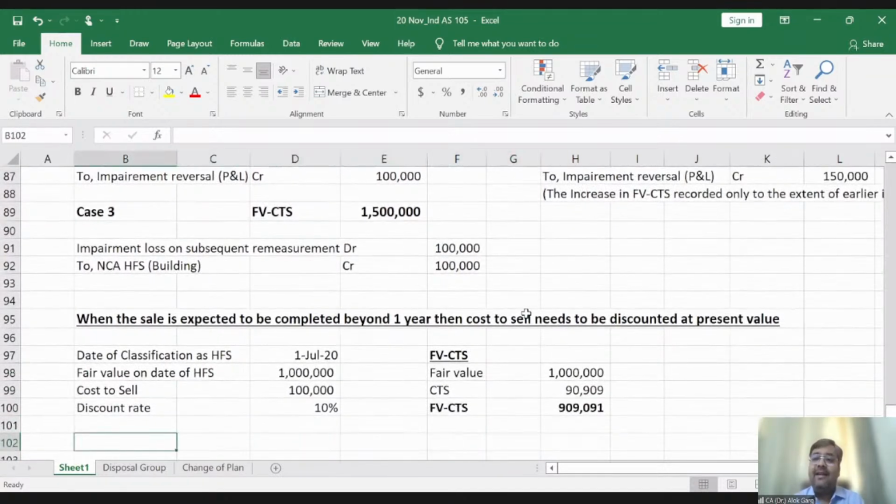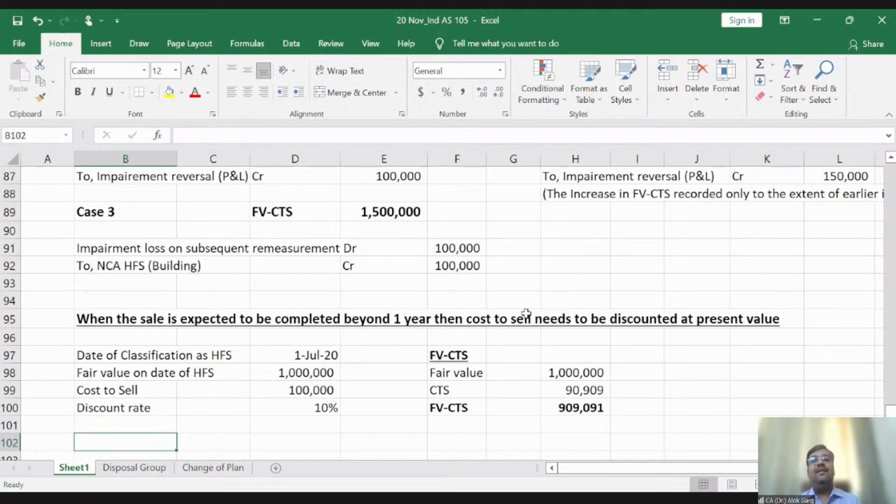Sir, on the date of classification as HFS, if the sale is expected to complete beyond 1 year, then your cost to sell, because cost to sell is going to be incurred on the date of sale, right?